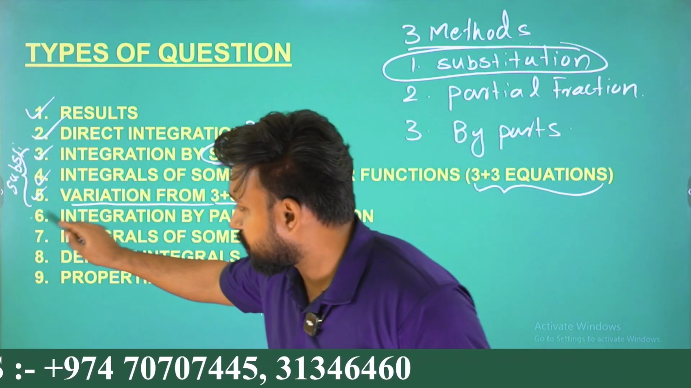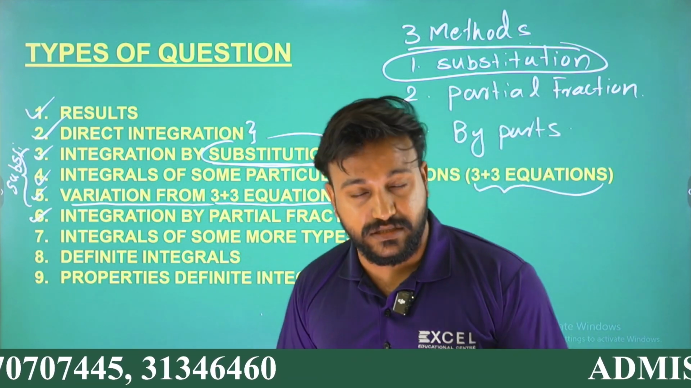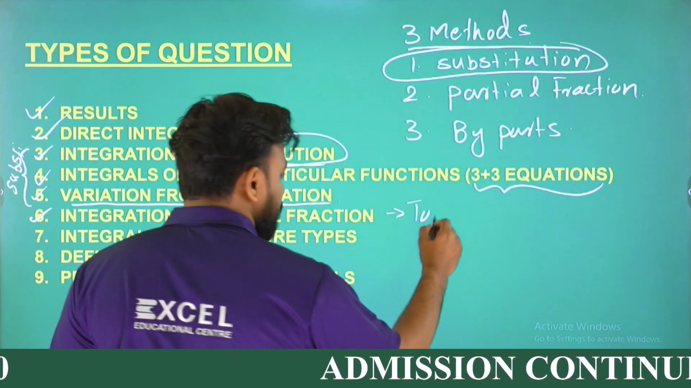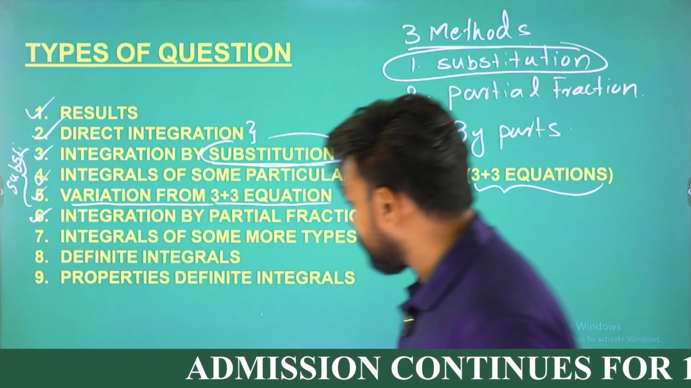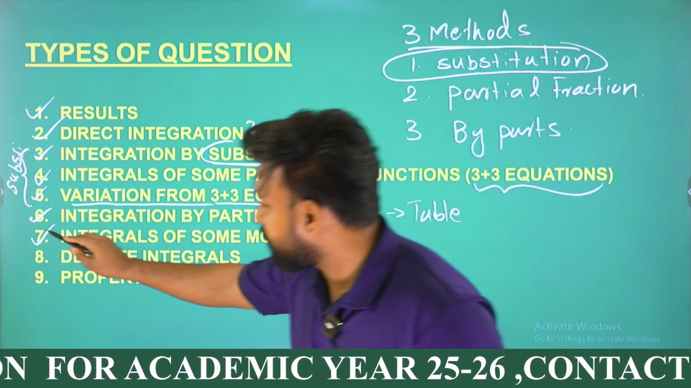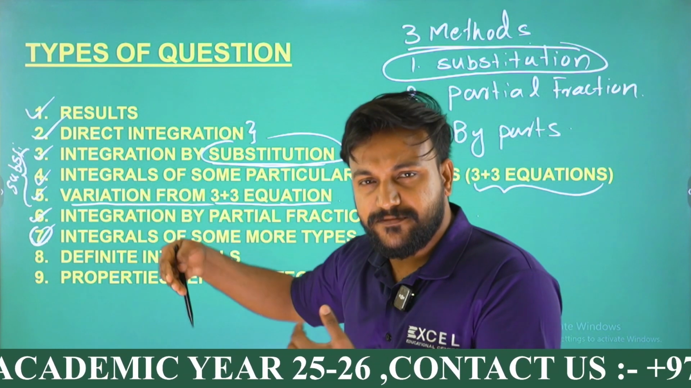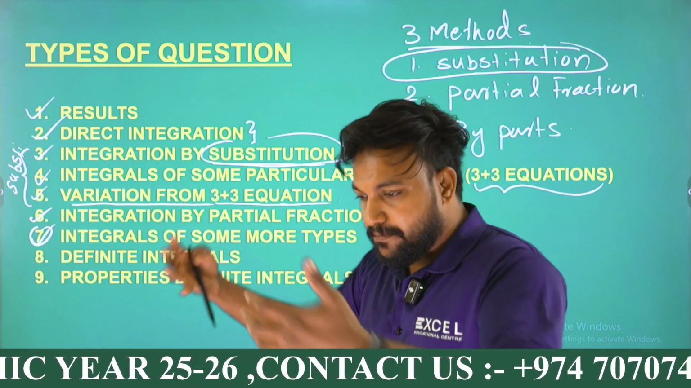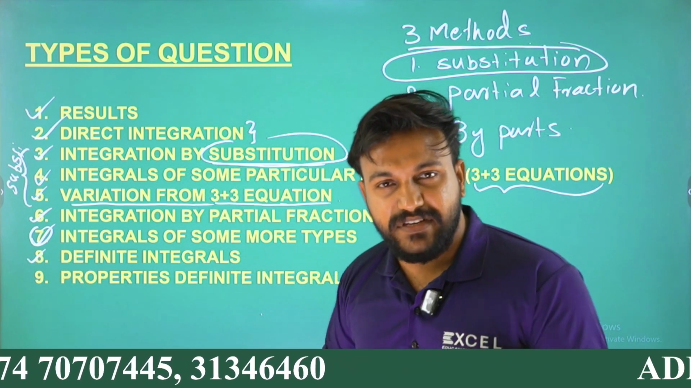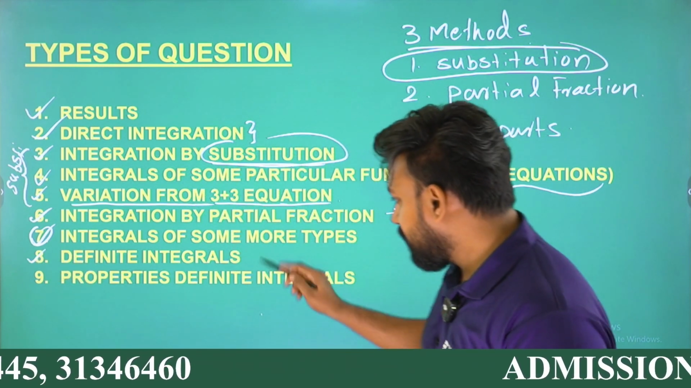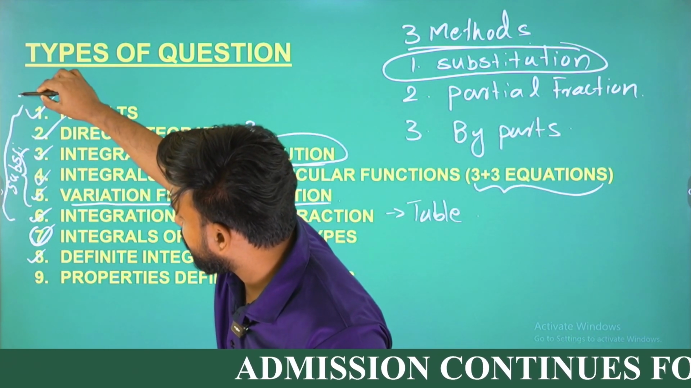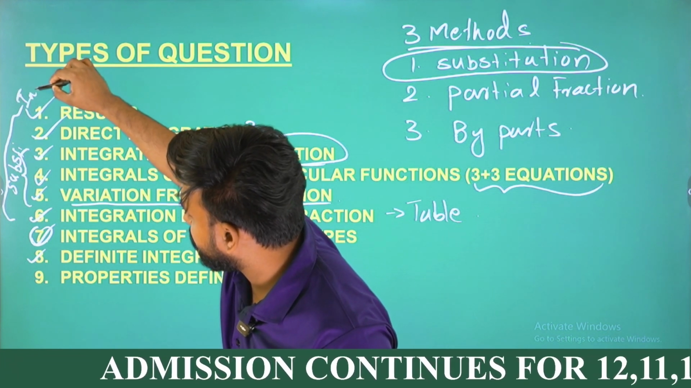And the sixth type is what? Integration by partial fraction. You have to know a table. I'll show the table. If you know that table, you can easily integrate it. And the 7th one is what? Integrals of some more types. That is, we combine some of the equations that we derived before and combine them together. We will get a new type of equation. All these types of questions you can expect from indefinite integrals.